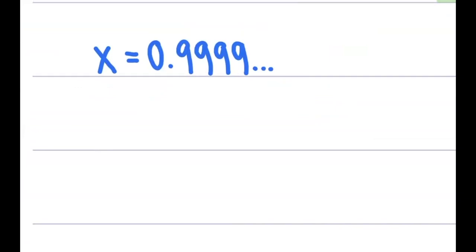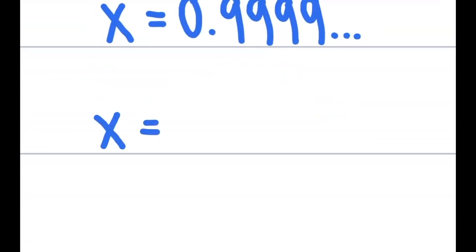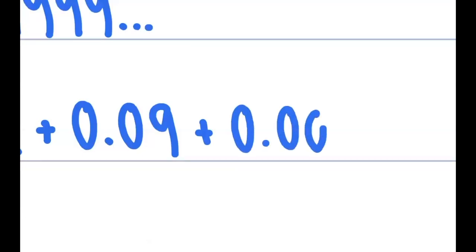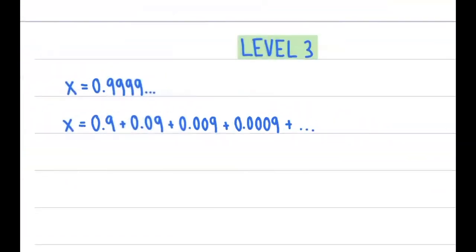And what I can do is I can write x in a different way. I can write it as 0.9 plus 0.09 plus 0.009 plus 0.0009, forever. You can write it like that, right? You can see that when you add these terms up, you'd get this back if you do it forever.